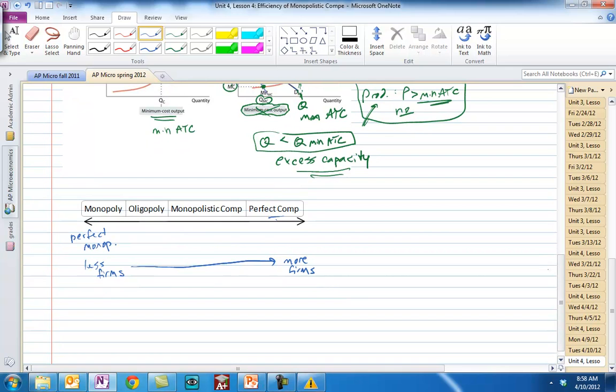We could say the same thing, although going in the other direction, about profits and market power. Monopoly has the most market power. Perfect competition has the least market power, has no market power, those firms. And again, that increases along the spectrum, from the least in perfect competition to the most in monopoly. Same with profits. Monopolies are going to make the most profits. And the competitive firms are going to make, of course, the least profits.